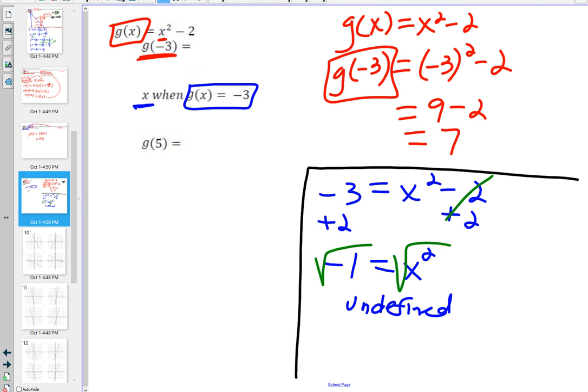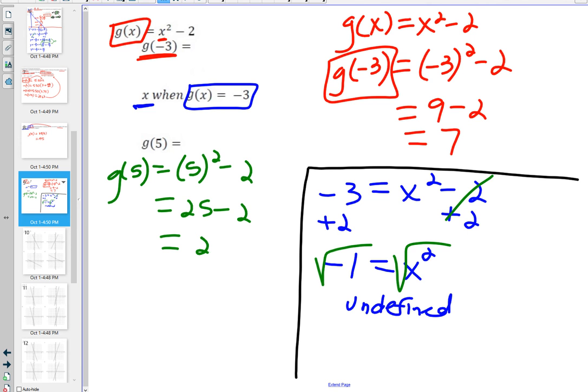And then the last one is the same as the first one. It's just put that 5 inside for x. So that gives you 25 minus 2, which is 23. Any questions there? You're gonna get a lot of points just by knowing how to do function notation. I'll tell you that right now. This is prominently featured on the test, so make sure.